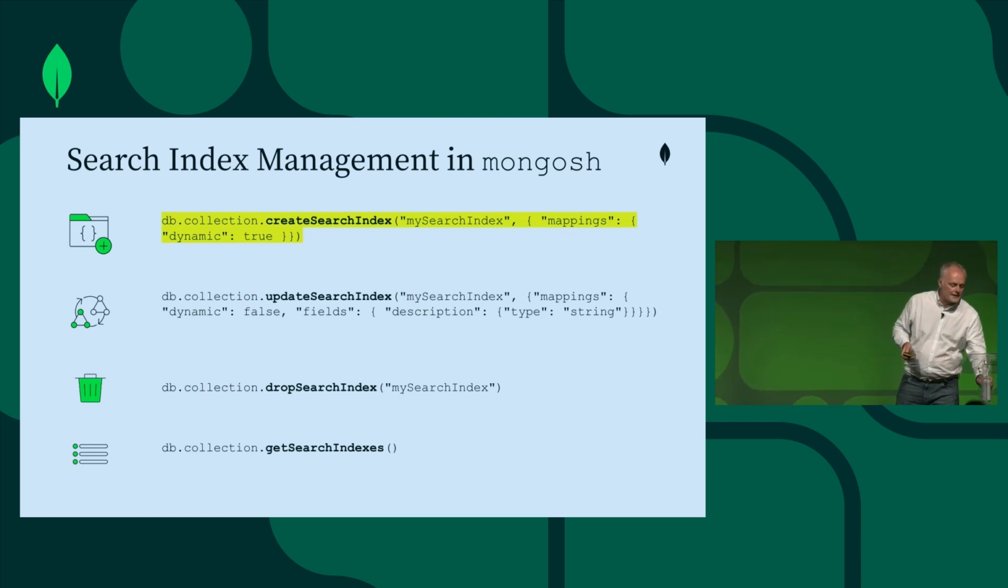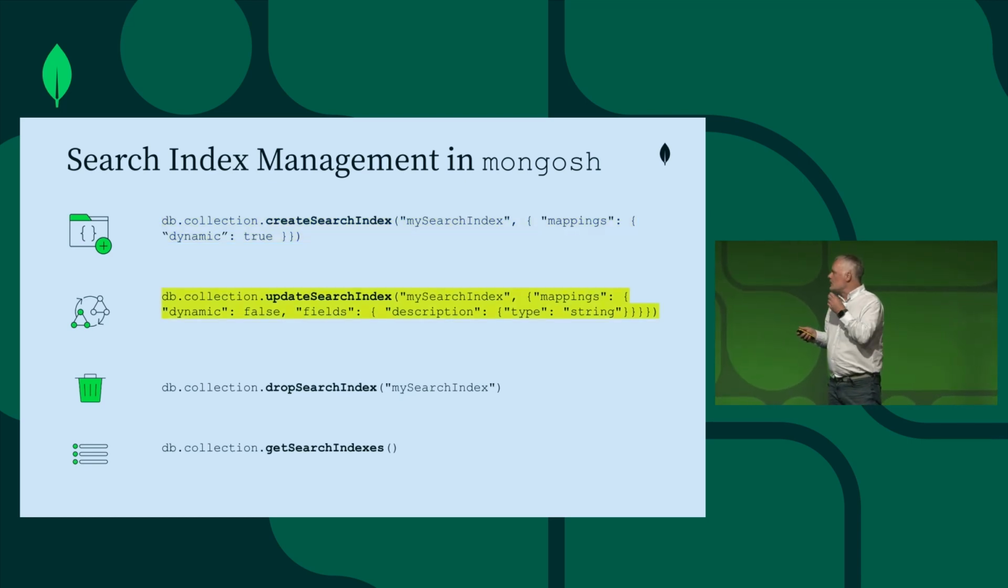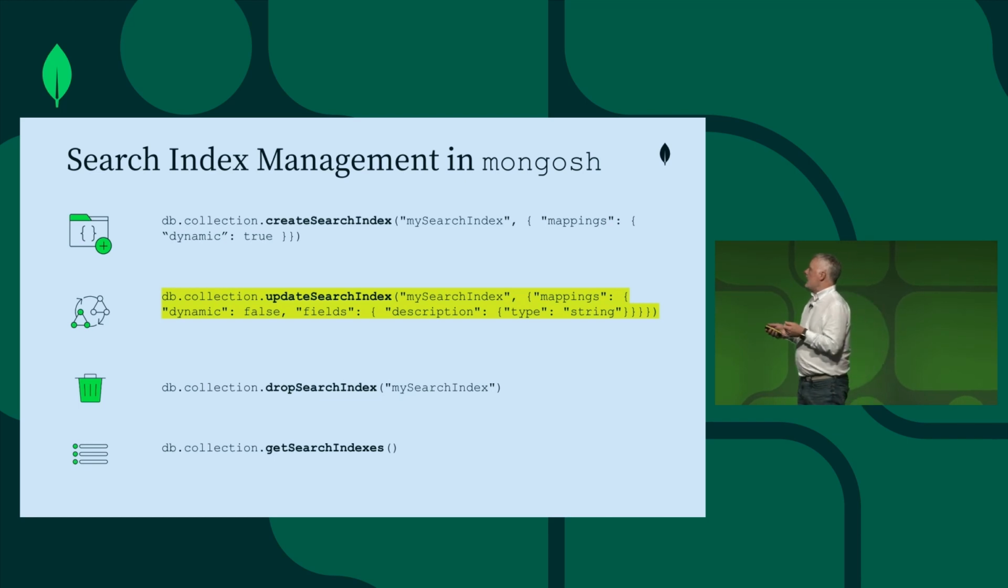But then you realize that there's actually a lot of fields in there that it doesn't make sense to do a text search on. So I can now come back and use the update search index command, where I say my search index is the name of the index I want to change. And now for my mappings, I'm going to set dynamic to false, and then explicitly list all the fields that I want to be included in the search index. In this case, it's just one, which is the field called description.